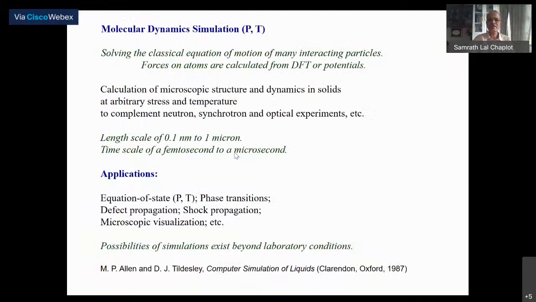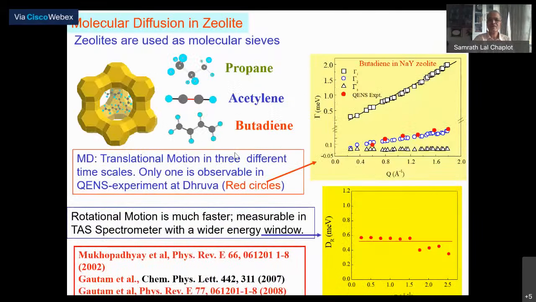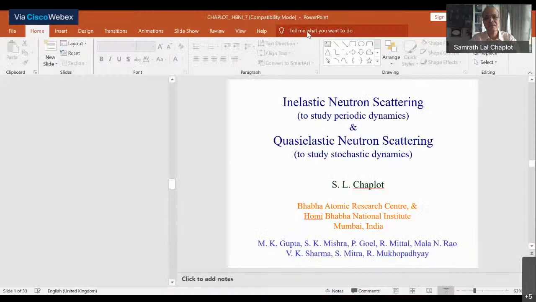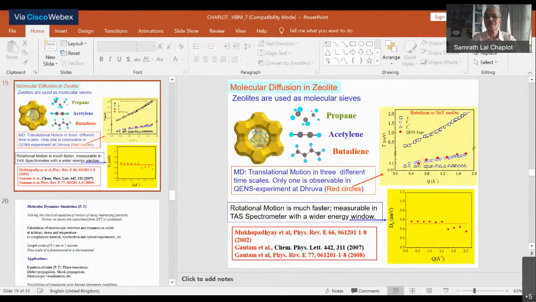Okay, so now we have done the quasi-elastic neutron scattering mostly, and let me come to my talk proper.